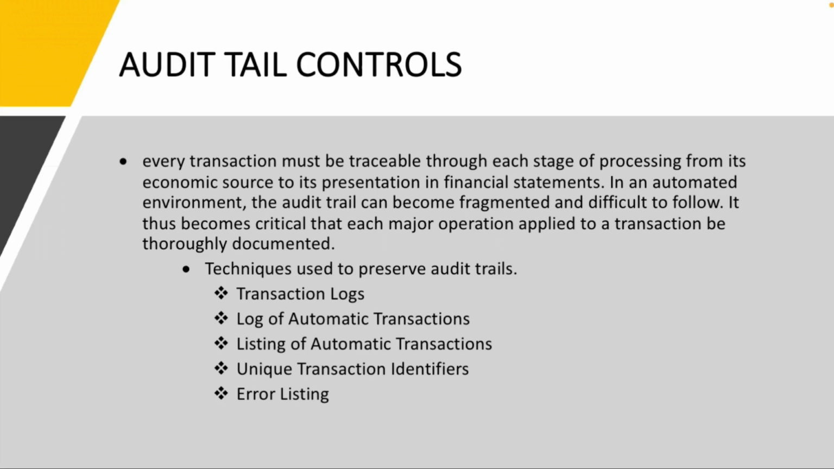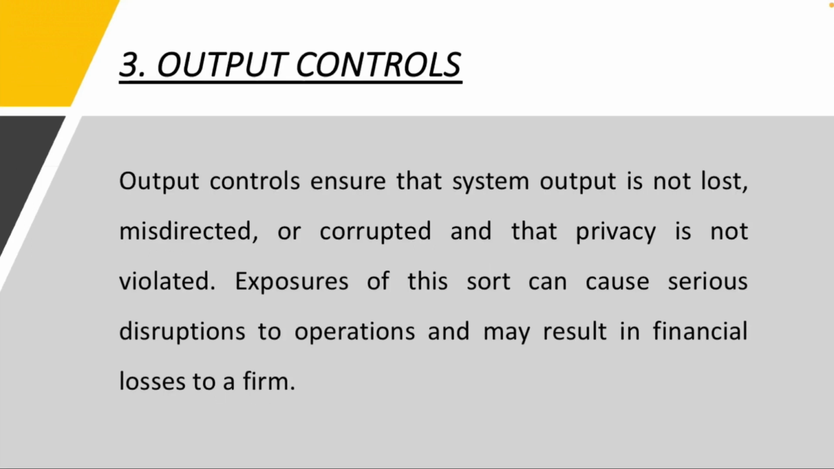After processing controls, we then move to output controls. Output controls ensure that system output is not lost, misdirected, or corrupted, and that privacy is not violated. Exposures of this sort can cause serious disruptions to operations and may result in financial losses to a firm.